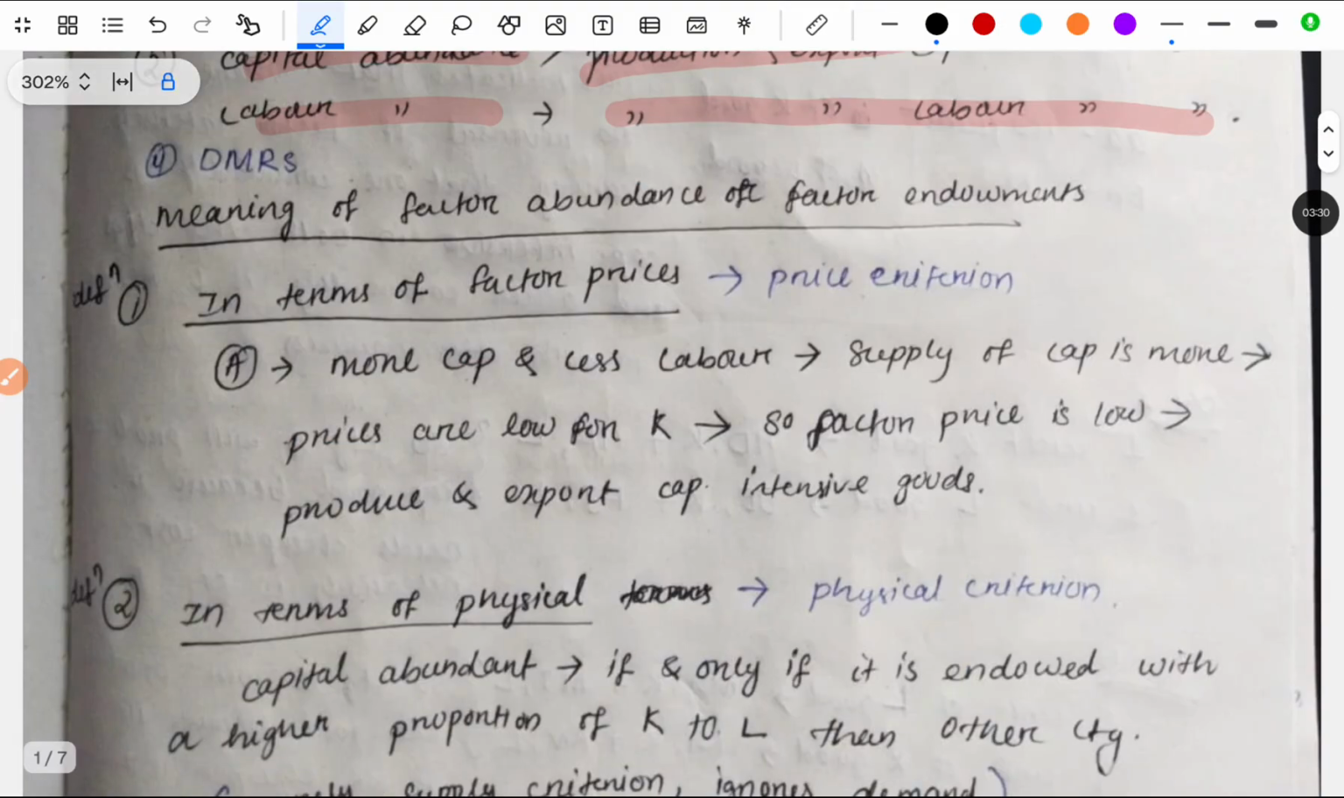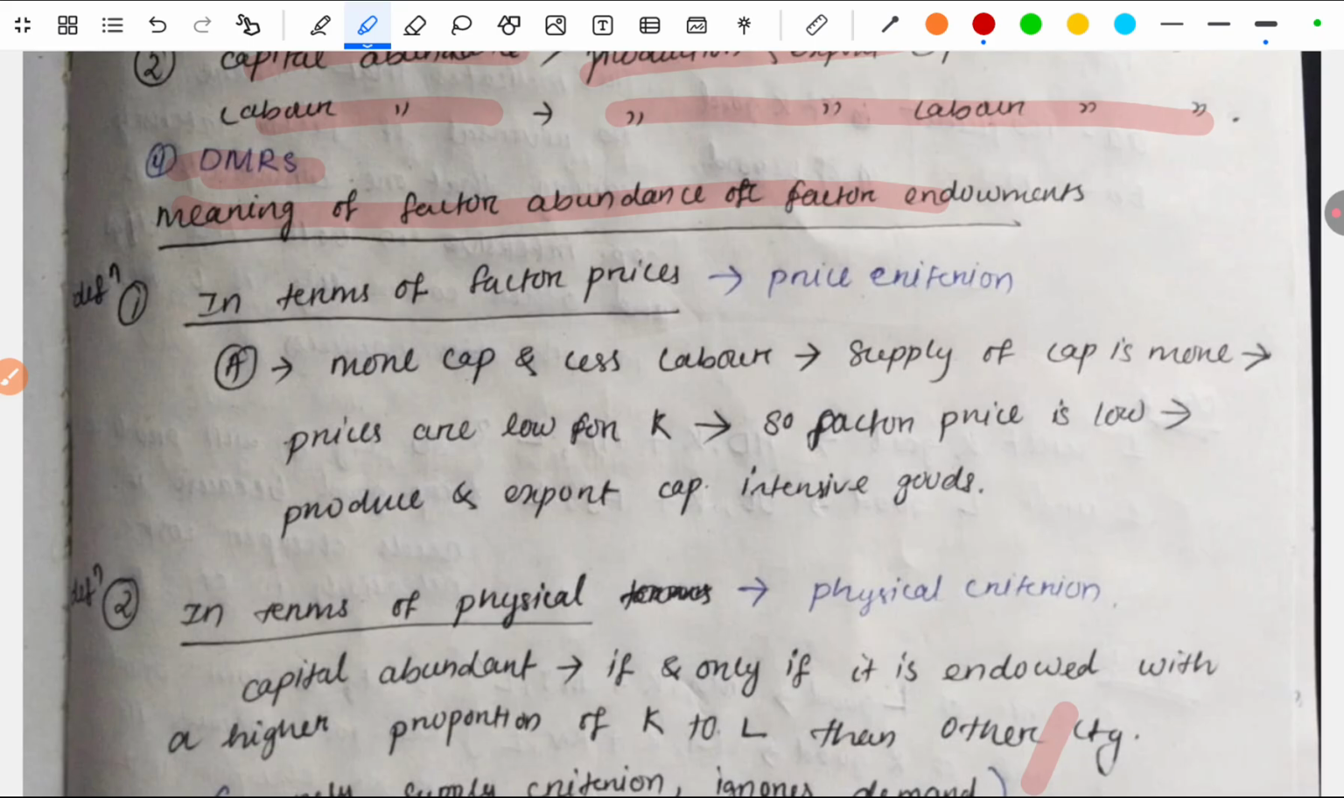Then the fourth assumption is diminishing marginal returns to scale. Then the actual meaning of factor abundance and factor endowment.